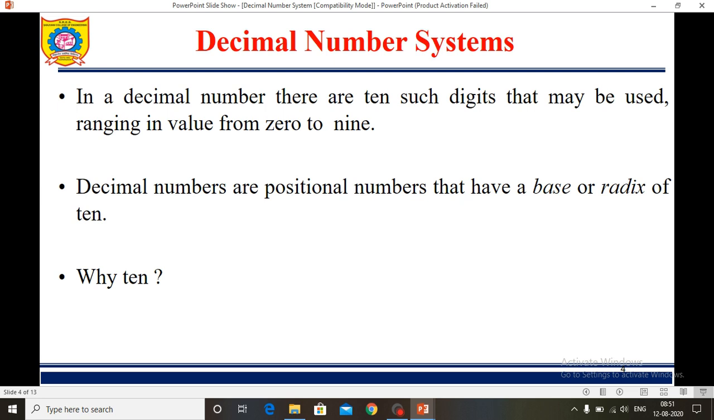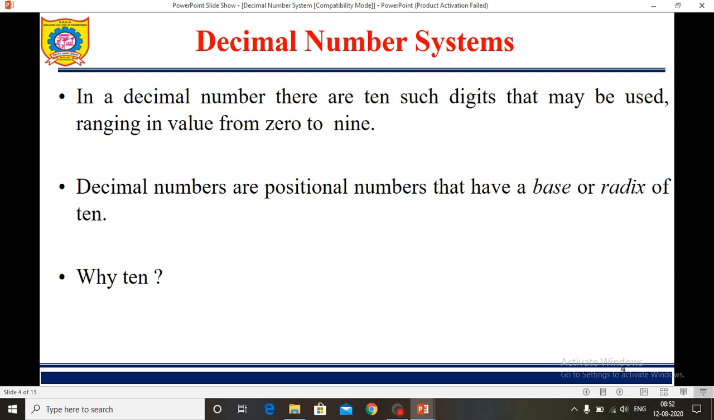So at the very beginning of this lecture I told you that decimal numbers are the numbers which we people use in our regular life. Whatever number system we are using is nothing but the decimal number system. It is the combination of the numbers 0 to 9. The decimal numbers are positional numbers that have a base or radix of 10. I already told you it has a base of 10, but how it is represented, we are going to see in the upcoming slides.